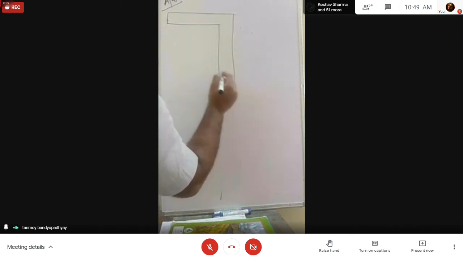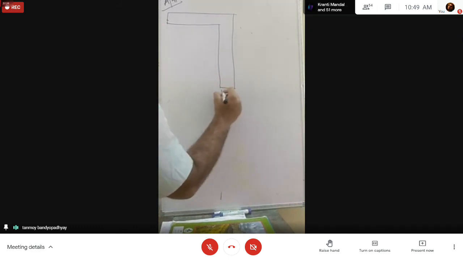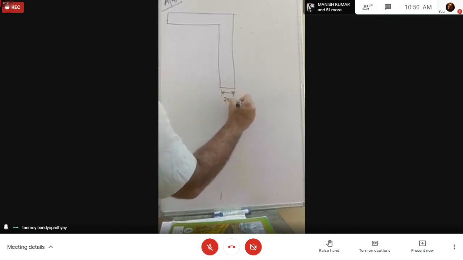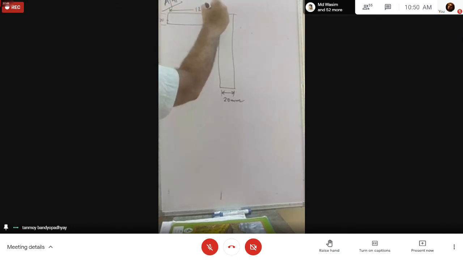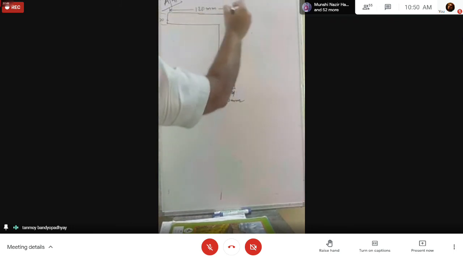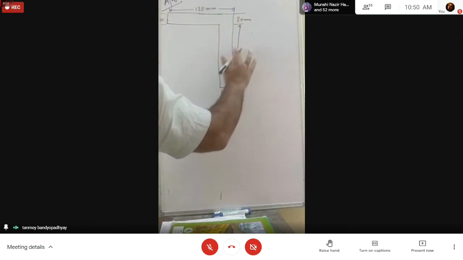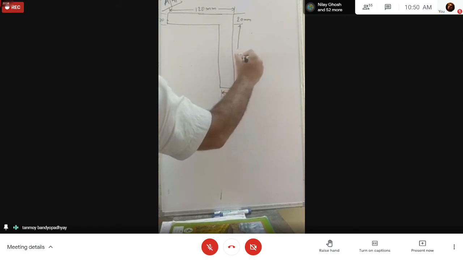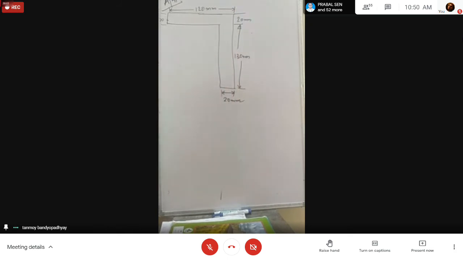So the problem is something like this. A thickness is given to be 20 millimeter, so this one is again 20, this length is 120 millimeters, and this one will be 130 millimeter, the entire length being 150 millimeter. ঠিক আছে.